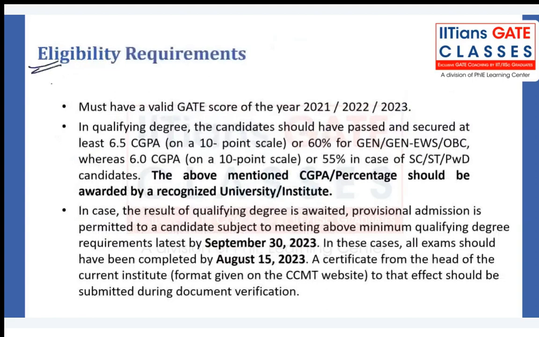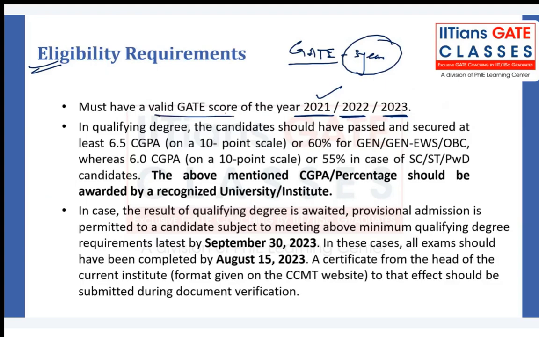Let's move ahead and start talking about eligibility requirements. The very important eligibility requirement: the candidate must have a valid GATE score of the year 2021, if you qualified in 2021, 2022, or 2023. The validity of a GATE score is 3 years. If you qualified in 2021 and you want to do your MTech from NITs in a particular branch, you can go for CCMT. Nowadays after COVID, the NITs also started offering very good placements. So you should have a valid GATE score. That is the very first eligibility requirement.